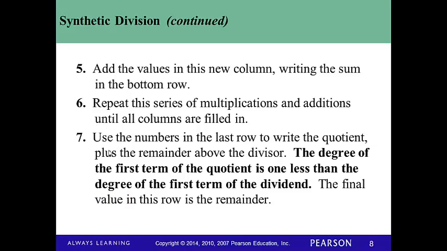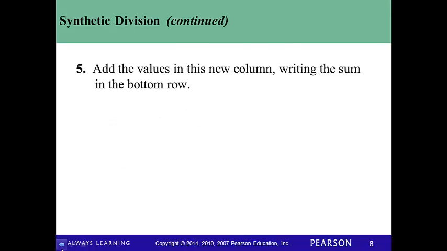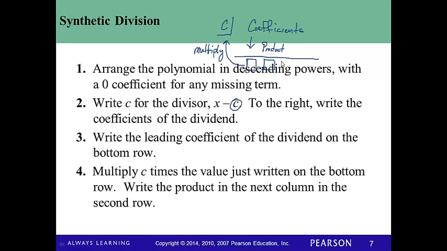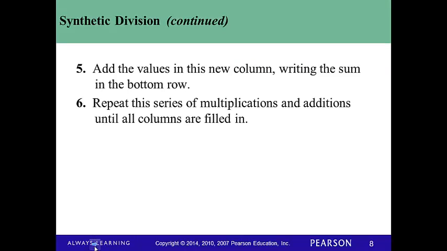Then step 7 says use the numbers in the last row to write the quotient plus the remainder above the divisor. The degree of the first term of the quotient is 1 less than the degree of the first term of the dividend. So basically when they're saying, let me go back, your final answer written down here, you will have different values. The leading coefficient has a variable degree that is 1 less than the original dividend. Okay, so the best way to do this is work out a problem to explain this fully.